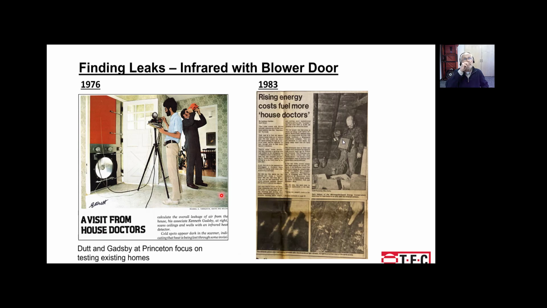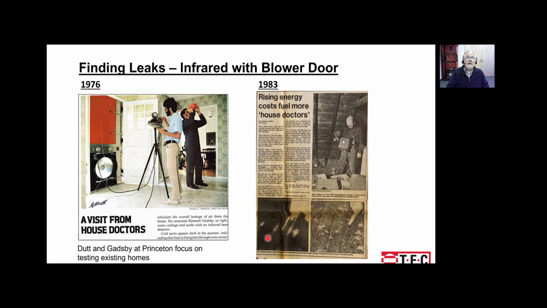This is a technique that was developed by some researchers at Princeton. These two guys, Ken Gadsby and Gautam Dutt, were two of them that came up with this idea to use an infrared camera combined with a way to pressurize or depressurize the house.